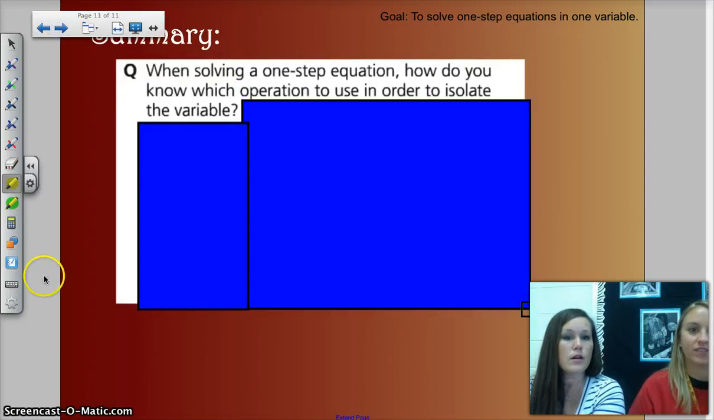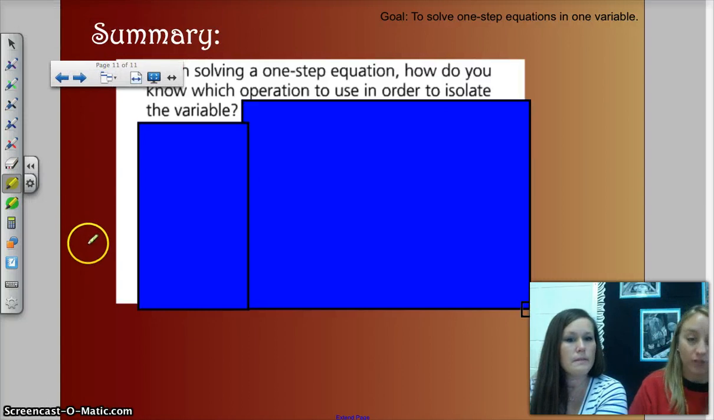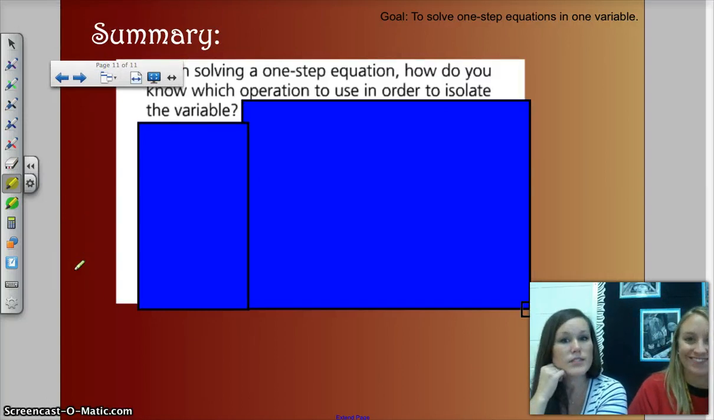When solving a... I thought we were doing no summary. No summary. Just kidding. Do the lesson check. It's at the bottom of this page. Okay, and we will talk about it tomorrow. See you on the flip side.